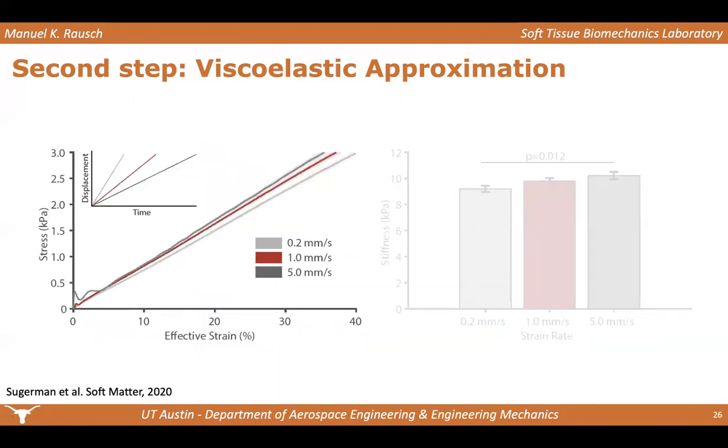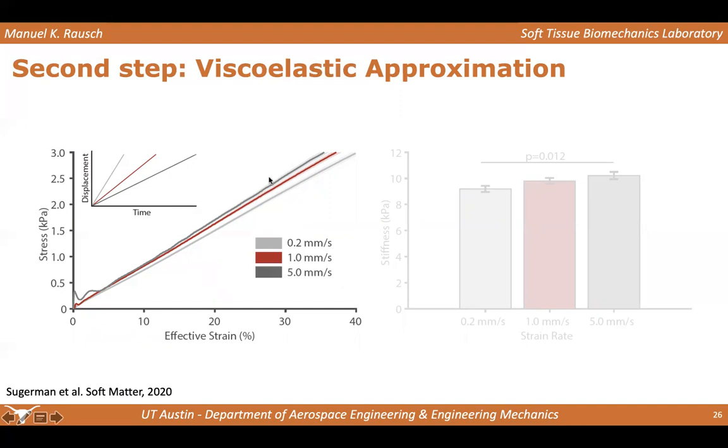So first, we just loaded the thrombus to a pretty large strain. I call it effective strain, which is basically the clamp to clamp strain. And we do this over, I guess, 2.5 decades, right? So we started at 0.2 millimeters per second, and we go all the way up to 5 millimeters per second, where this was really the highest rate that our uniaxial tensile testing machine can do.